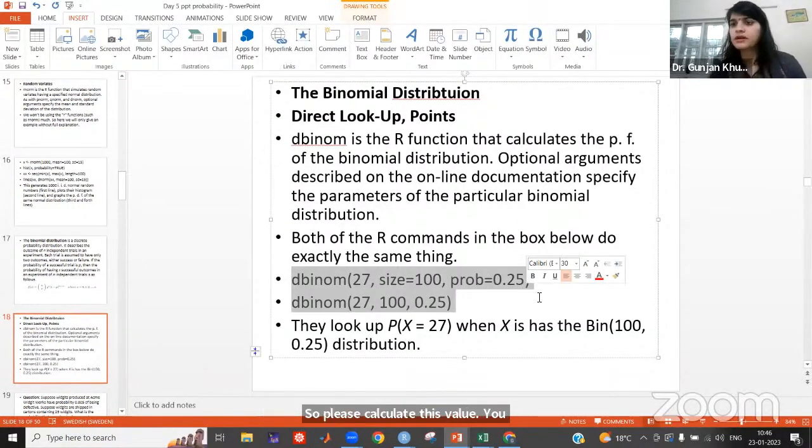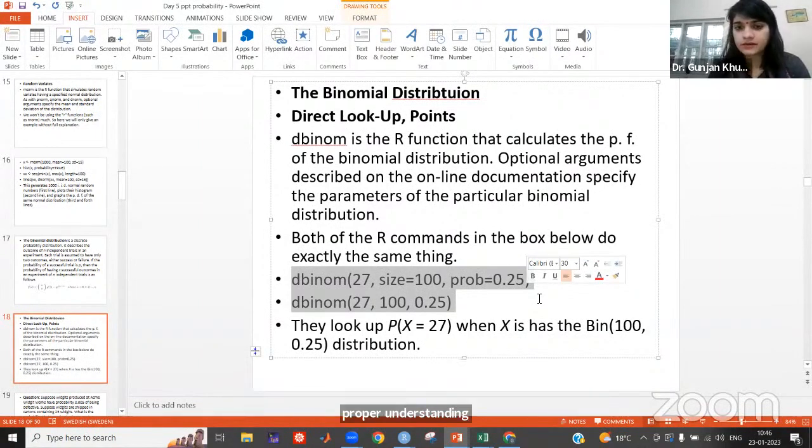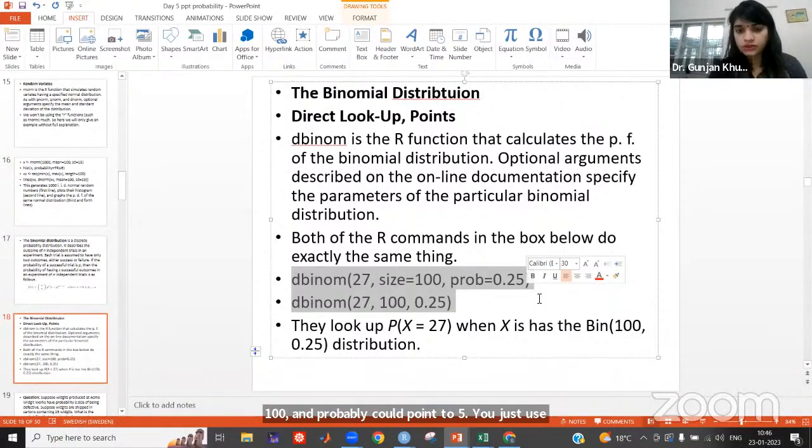If you have a proper understanding of what n and p are, you can calculate it. You may not use size equal to 100 and prob equal to 0.25; you can just use them as parameters: comma 100 comma 0.25. This function looks up the probability when x is exactly equal to 27, not less than or equal to 27. For less than or equal to 27, we have the function small p binorm. So it is exactly equal to 27.